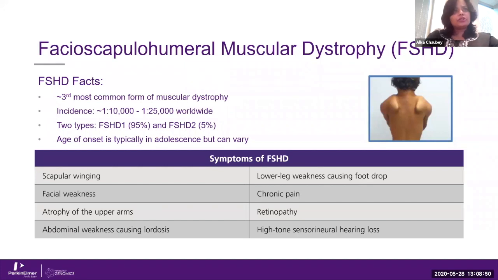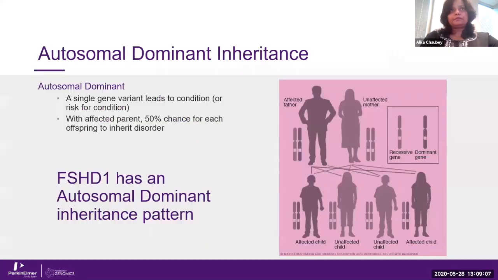There can be some facial weakness, some atrophy of the upper arms, abdominal weakness, lower leg weakness, chronic pain, retinopathy, and also some sort of hearing loss, high tone sensorineural hearing loss. So going back to that, the disorder itself comes under autosomal dominant inheritance.